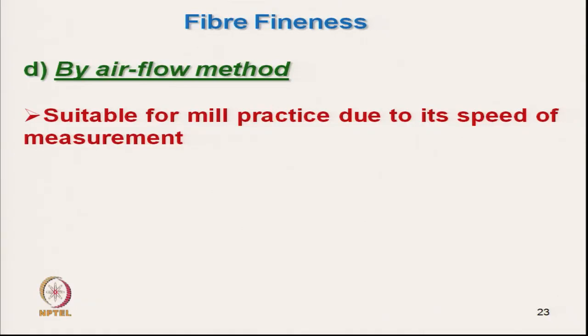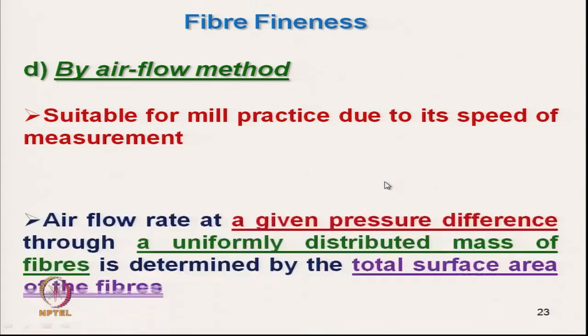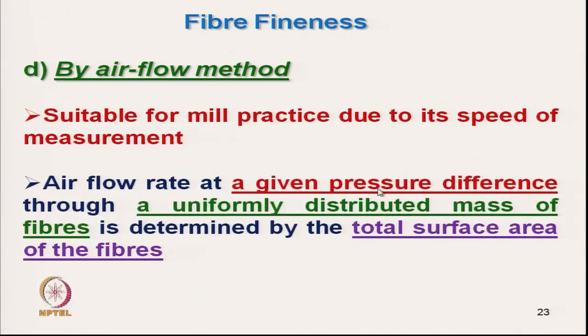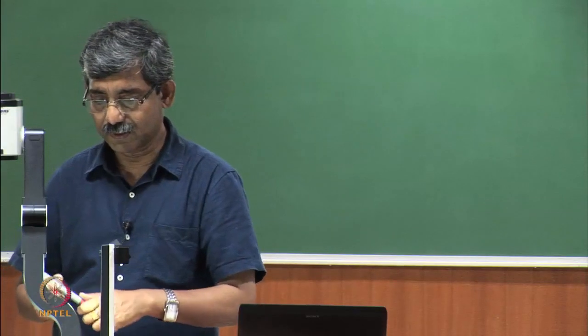It is a very fast technique, suitable for mill practice due to its speed of measurement. So, we get a rough idea of fiber fineness, fiber mass per unit area, unit length, or even its diameter. Basically, the air flow rate at a given pressure difference through a uniformly distributed mass of fiber is determined by the total surface area. Now, let us see the analogy we can make.